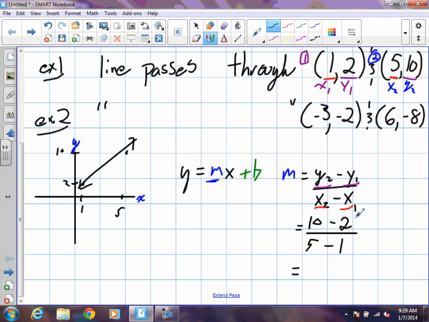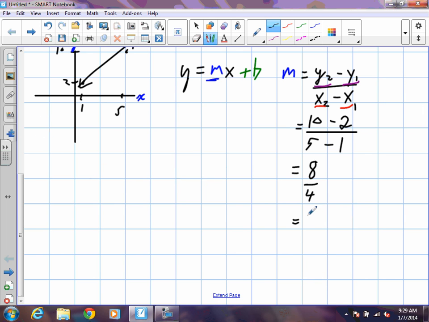What's 10 subtract 2? 8. Okay, so 8. And what's 5 subtract 1? 4. And what is 8 divided by 4? 2, exactly. So we now have our slope. Okay? Our slope, or our m, is equal to 2. So when we go to plug this into our equation, we have y is equal to, we can replace m with the value of 2x. The only problem is we still don't know our b.